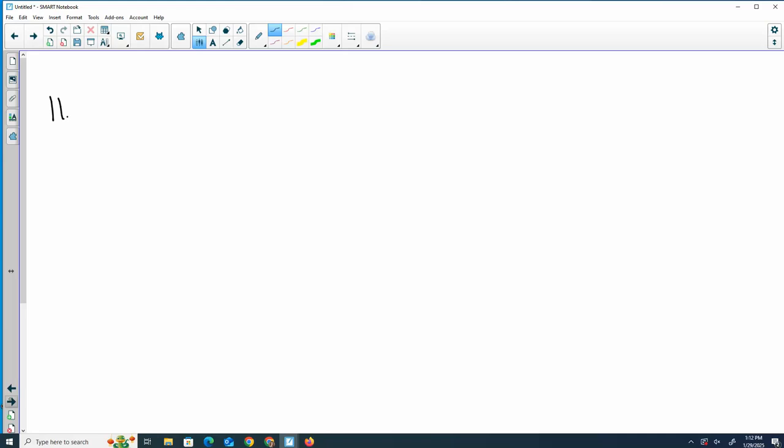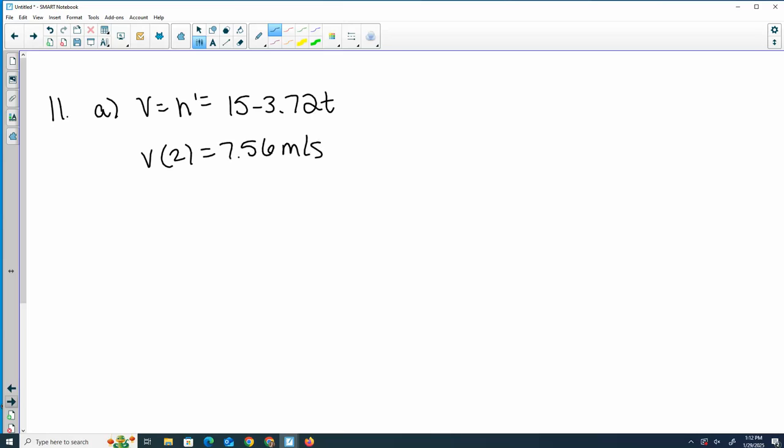So 11, we have the height. Part A, you guys all know velocity is just your derivative of height. So that's your 15 minus 3.72t. So you guys can plug in the 2, and that's where the 7.56 meters per second came from. We okay with that?